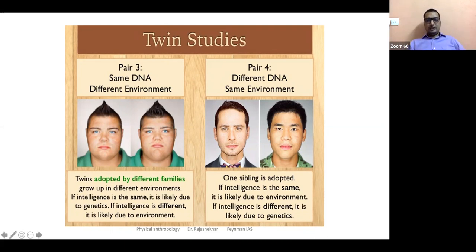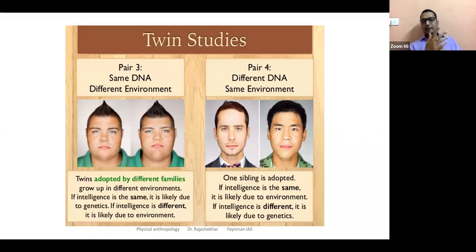Okay? The next scenario is, let's say one sibling is adopted. So you have children, one child is adopted into a family, and if intelligence is the same, so both children, the biological child of the family and the adopted child, are showing the same intelligence. Of course, with one pair, you cannot confidently say. You observe this in 50 families, families where one is an adopted child and one is a biological child. If they all show, in the same environment, no difference in intelligence, then definitely intelligence is playing a big role.